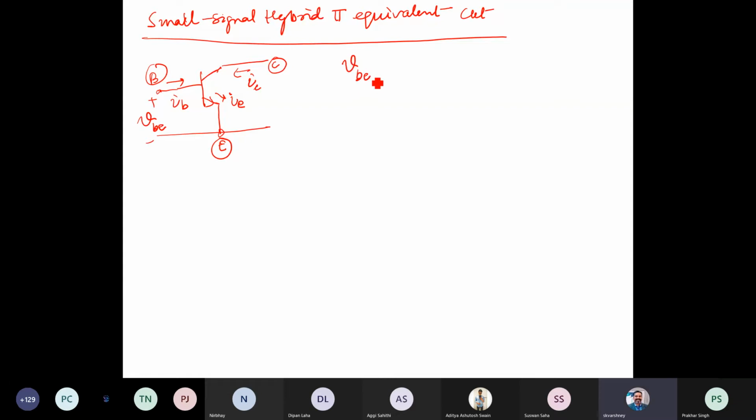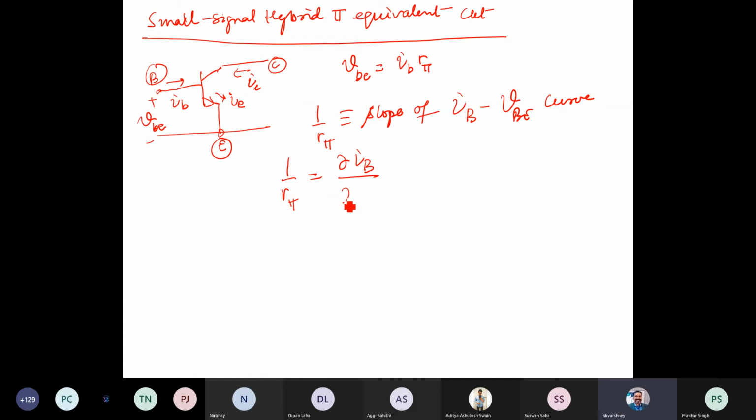So we can relate VBE to IB times R pi, and 1 over R pi is the slope of the IB versus VB curve. That's the input characteristic. So 1 over R pi is simply the change delta IB over delta VBE at the Q point.